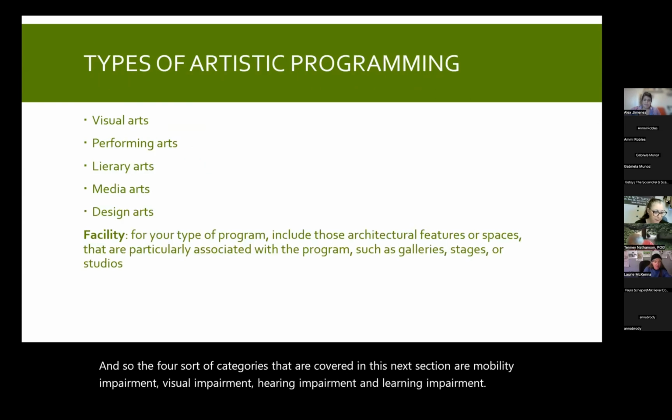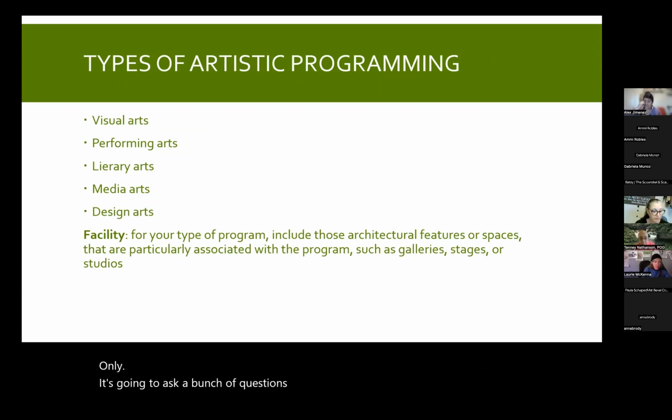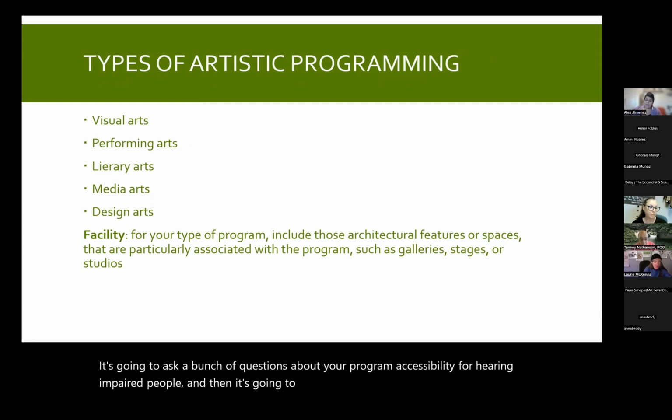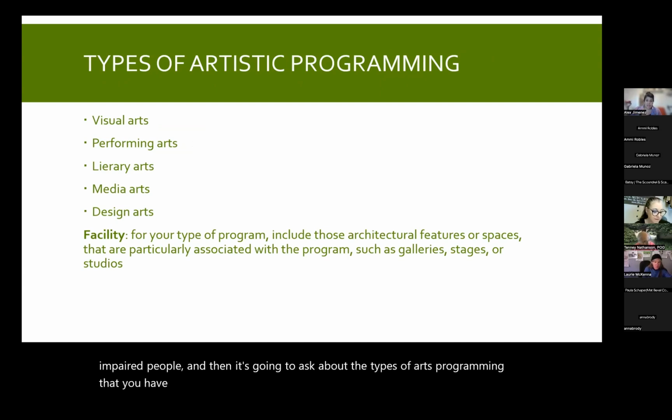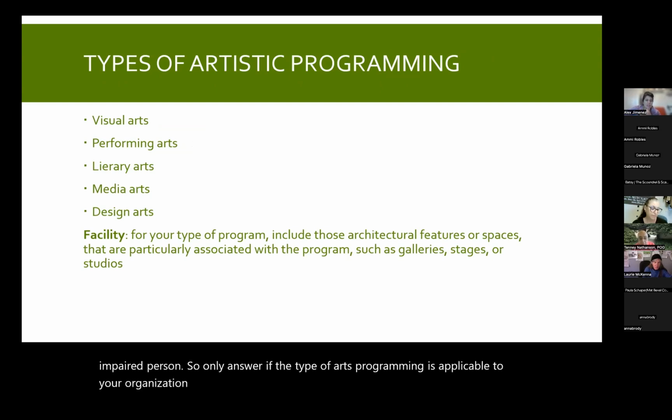And it's going to ask a bunch of questions about your program accessibility for hearing impaired people, and then it's going to ask about the types of arts programming that you have available, and if each type, what types are accessible to a hearing impaired person. So only answer if the type of arts programming is applicable to your organization. So the categories are visual art, performing art, literary arts, media arts, and design arts.